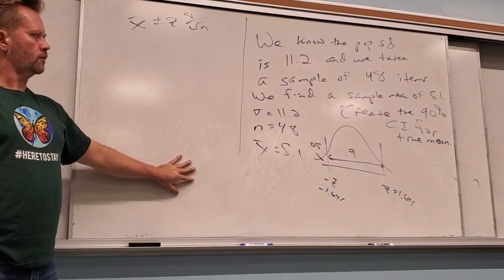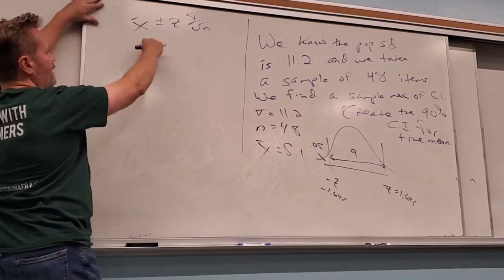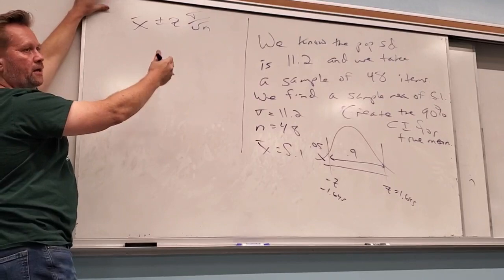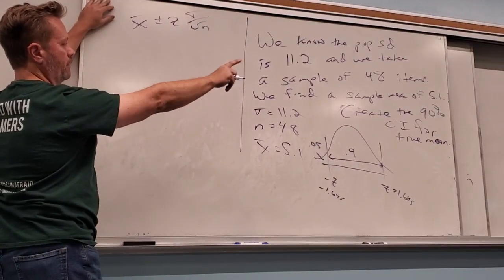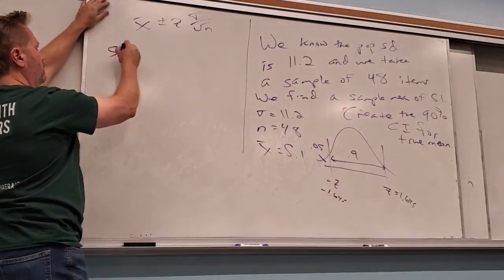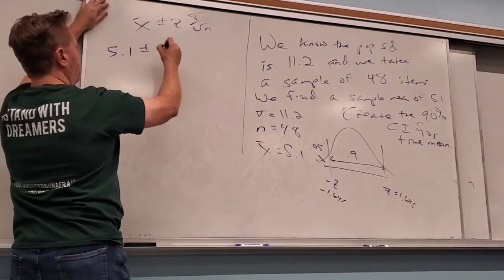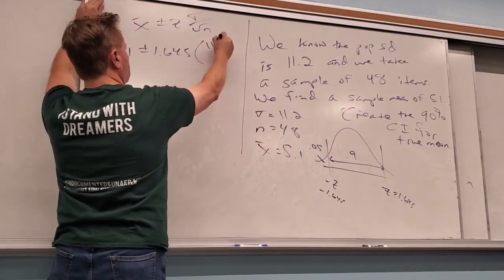Okay, so now I just plug and chug. Right? Again, they're going to give me almost everything. Normally, the only thing I have to calculate is the z-score. So now I just plug stuff in. So I got 5.1, give or take, 1.645 of these.